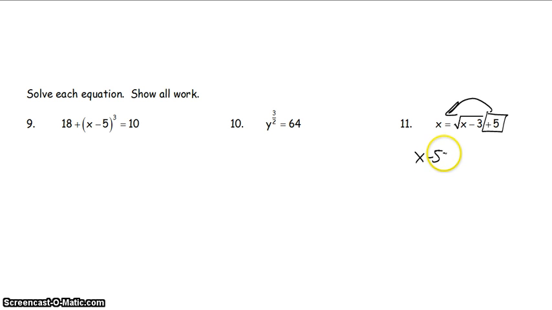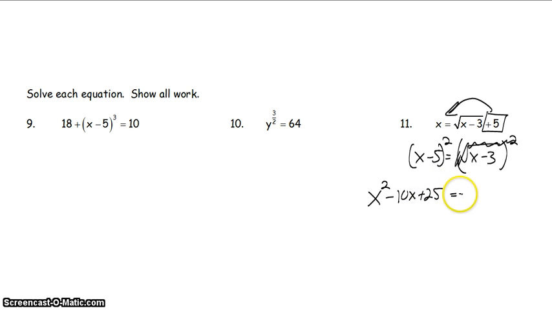X minus 5 is equal to the square root of x minus 3. So I raise everything to the second power because I have a square root over here, and that just cancels out the square root. So, and here's our friend on the left again. We have to FOIL. We cannot just say x squared plus 25. That's an automatic some points off. So x squared minus 10x plus 25 is how you would FOIL that. Equals x minus 3. Add the 3 minus the x. You get x squared minus 11x plus 28 is equal to 0.